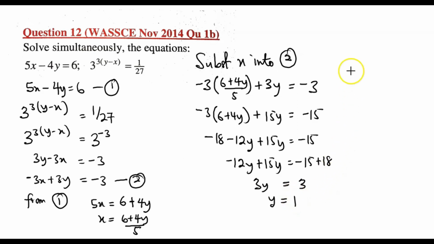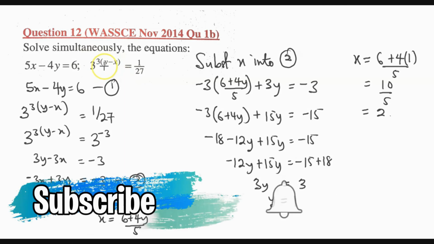So now that we have the value of y as 1, we can substitute y into the expression for x. So x will be equal to 6 plus 4 times the y value, which is 1, all divided by 5. When we simplify, we end up getting 10 for the numerator, all over 5, and therefore the x value is 2. You can go ahead and test the values 2 and 1 in the first equation. So when we substitute the value of x, 2, in here, you end up getting 10. Then the value of y is 1, so you have 10 minus 4, and the answer is 6. And I believe that same solution satisfies the second equation.